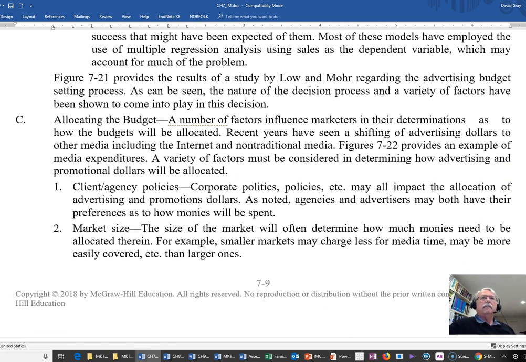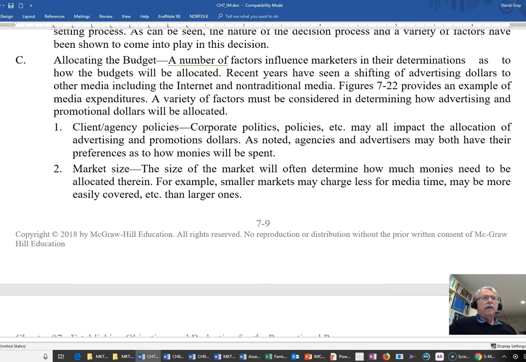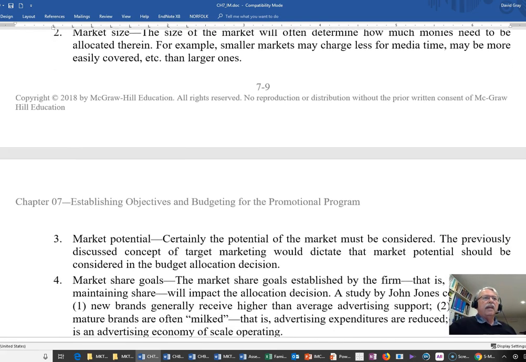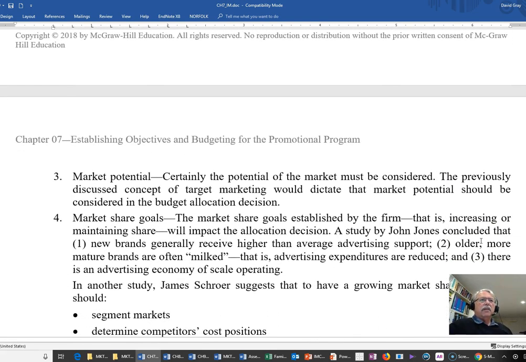In terms of allocating the budget, there are a number of factors which influence marketeers. Could be the kind of policies which you have. Corporate politics may dictate that you can only allocate a certain amount. Size of the market, the larger the market, the more money you might have to allocate to it. Also the market potential, the market share goals are relevant as well.